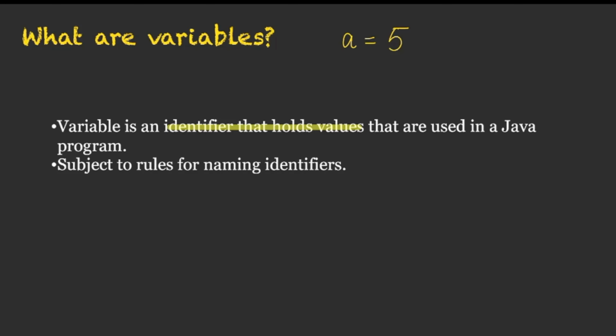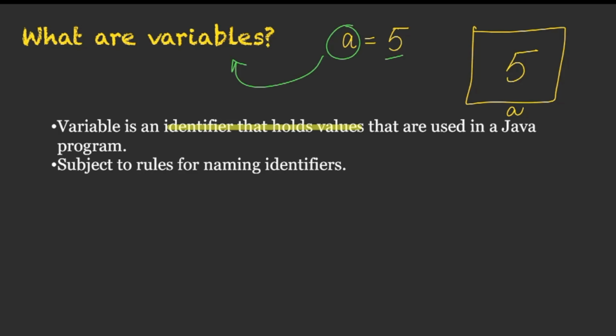Now, what this statement does is it creates a memory space. We name that memory space A, and it stores the value of 5 in that memory space. So this A over here is what I call a variable, and this value 5 is my literal. Variables are subject to the rules for naming identifiers. If you remember, we had a couple of rules for naming identifiers: they start with a letter, underscore, or a dollar sign, and they're case sensitive. All those rules are applicable for variables as well.